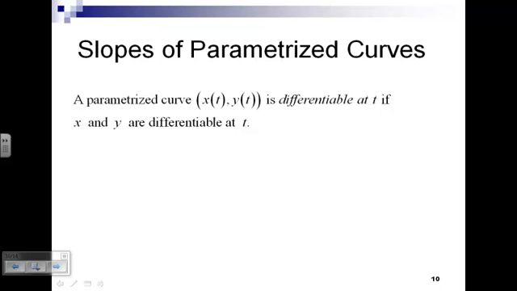First of all, the derivative of that curve, meaning the slope at some location on that curve, only exists when both x and y are differentiable at the point where we're going to take the derivative. So if either derivative, either the x prime or the y prime, doesn't exist, we say that the curve is not differentiable at that point.